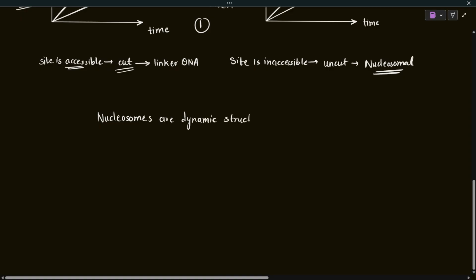structures which can undergo sliding, eviction, assembly, disassembly, and all with the help of, or due to, chromatin remodelers.